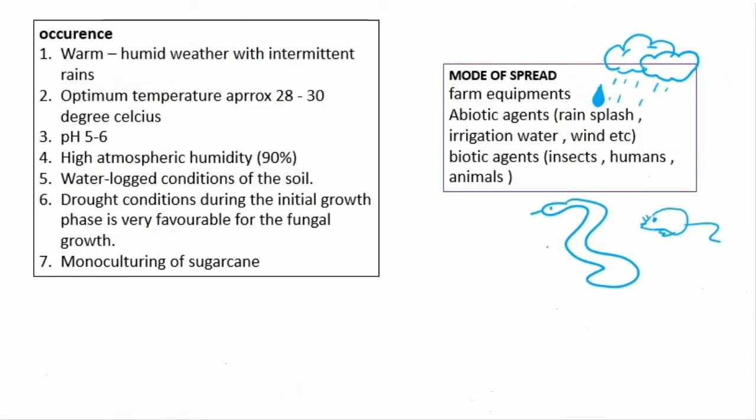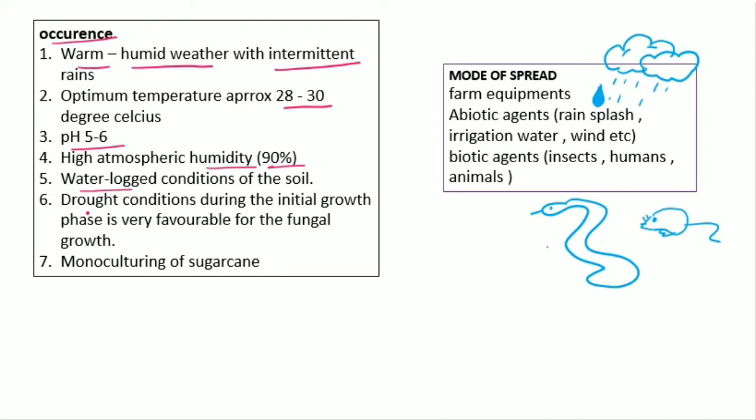Now let us study the occurrence of the pathogen, as to what are the conditions that favor the growth of the pathogen. First is warm and humid weather conditions with intermittent rains, that is warm climate, warm soil, warm atmospheric conditions, as well as humid conditions favor the growth, and intermittent rains, that is small or very little rains. Optimum temperature is 28 to 30 degrees Celsius. The pH range at which the fungi works very efficiently is 5 to 6. The fungi prefers high atmospheric humidity, about 90%, and waterlogged condition acts as a boost for the fungi.